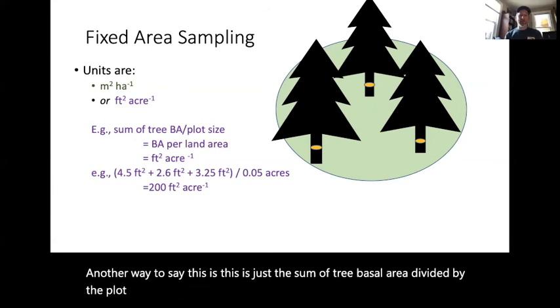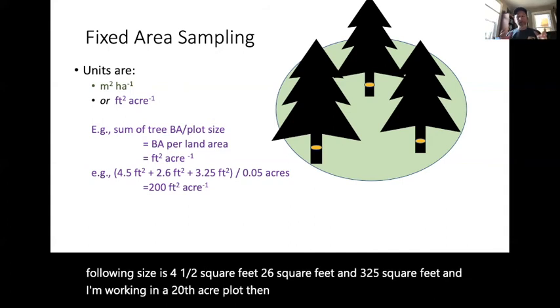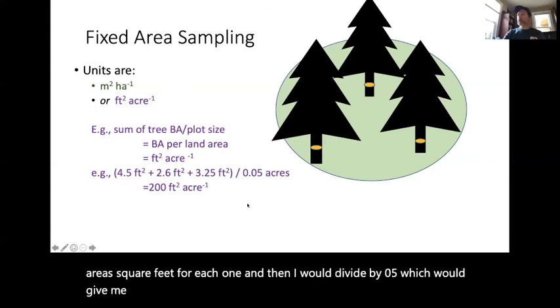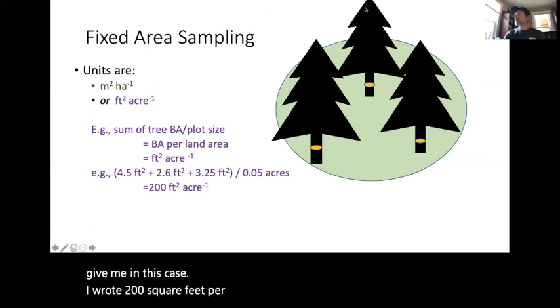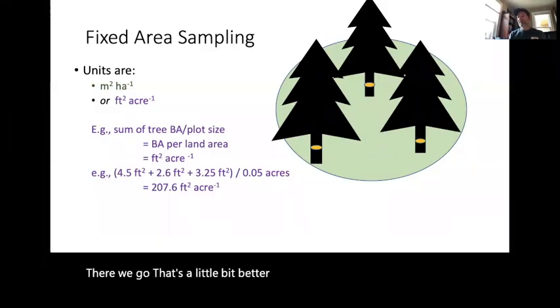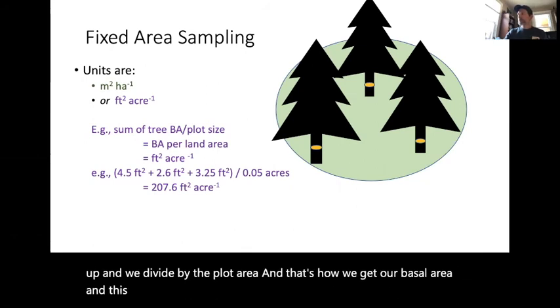For example, if I have a plot with 3 trees in it that are the following sizes: 4.5 square feet, 2.6 square feet, and 3.25 square feet, and I'm working in a 20th acre plot, then I would simply add up those basal areas, square feet for each one, and then I would divide by 0.05, which would give me, in this case, I wrote 200 square feet per acre, but that's actually wrong. There we go, that's a little bit better, 207 square feet per acre. So we sum it up and we divide by the plot area, and that's how we get our basal area. And this is the basal area, again, per unit forest area.